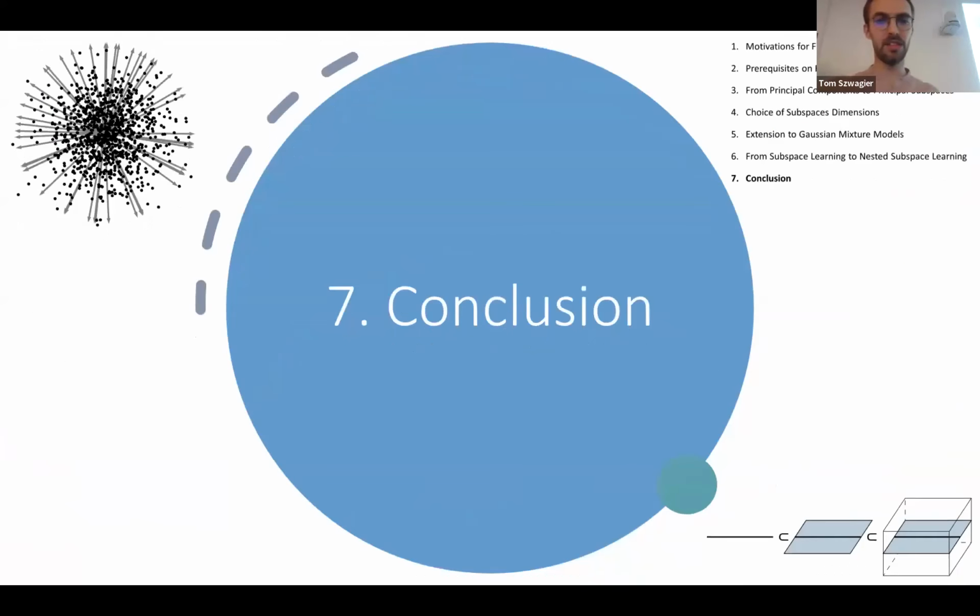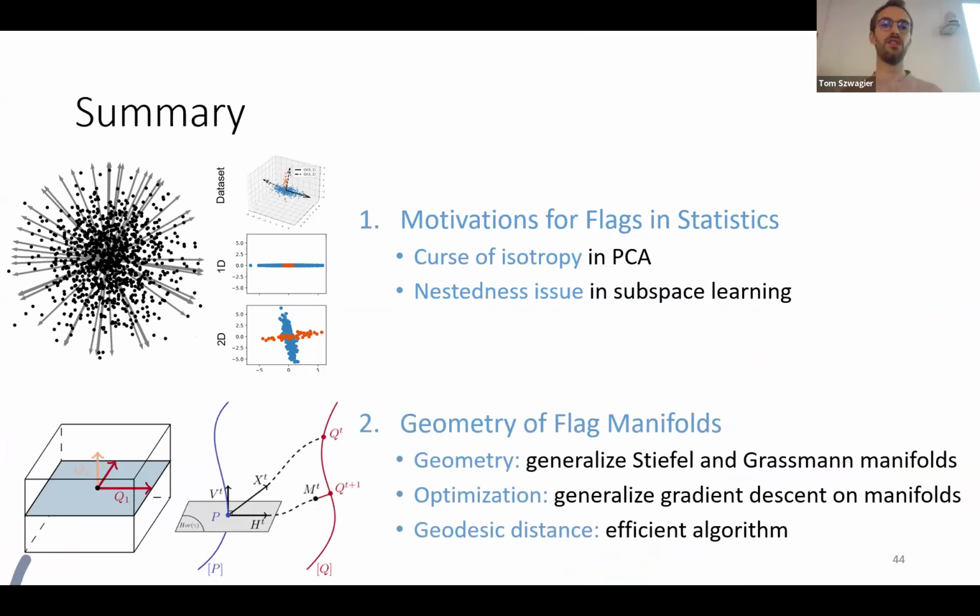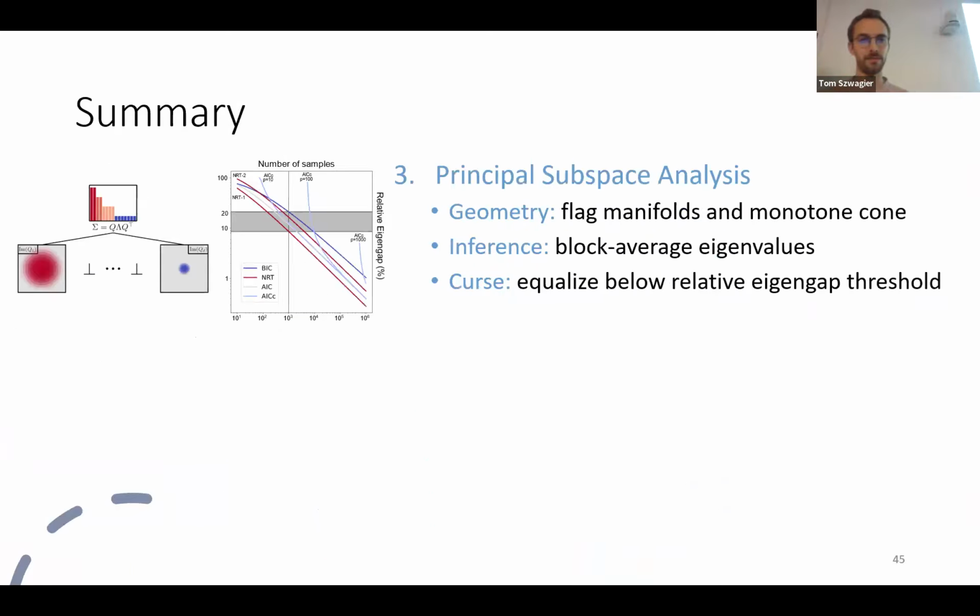Okay, now it is time to conclude. So we first gave the main motivations for using flags in statistics. There is this curse of isotropy in principal component analysis, which makes the components unstable. We have this nestedness issue in subspace learning. Then we introduced main tools for doing geometry and optimization on flag manifolds, and we proposed an efficient algorithm for computing the geodesic distance on flag manifolds. Then we could go to the main conceptual contribution of the thesis, which is principal subspace analysis, which is parameterized with flag manifolds, and it tells us to block average eigenvalues whose relative distance is below a certain threshold.